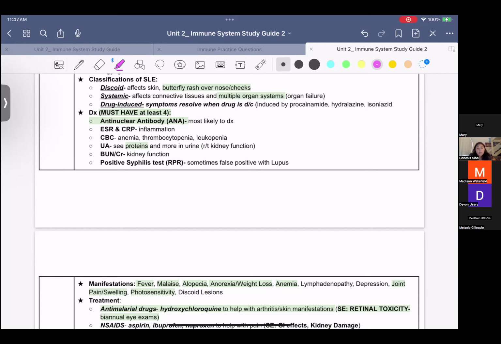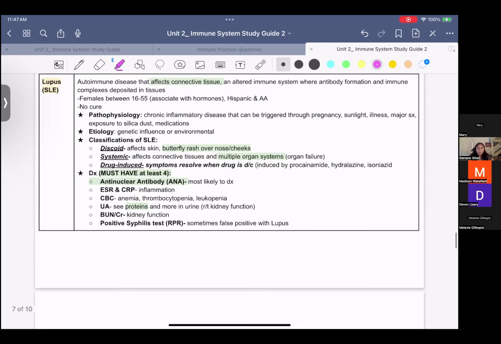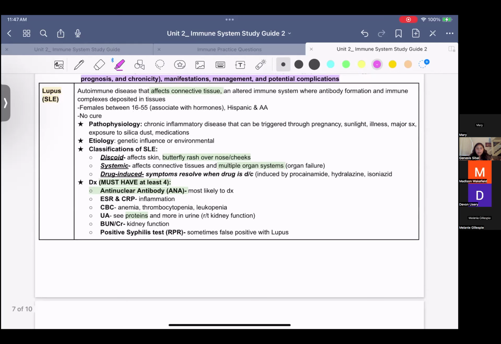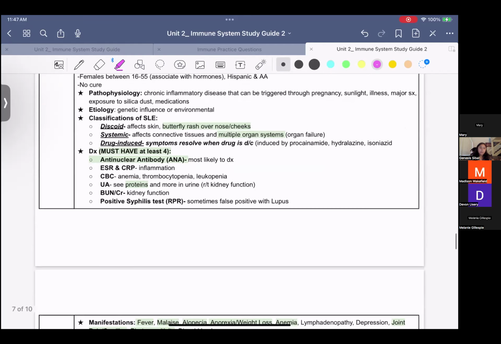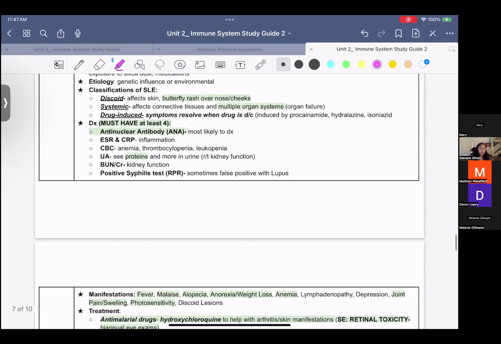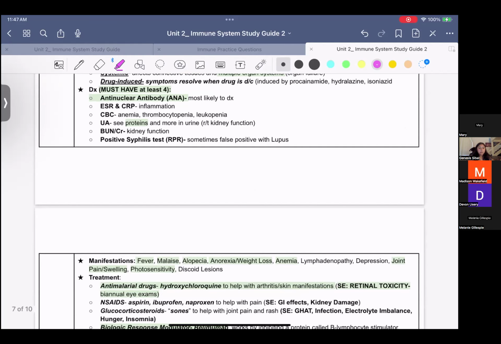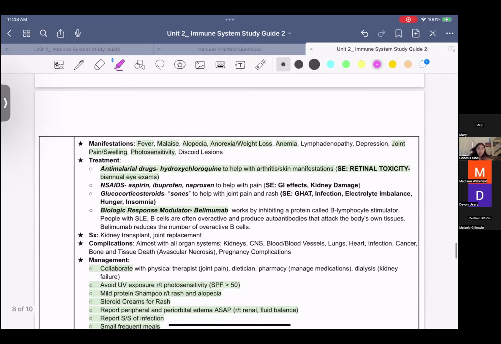On the CBC, anemia, thrombocytopenia, and leukopenia, all of them are low because again, you're having a decreased immune response. For urinalysis, you see protein and more in the urine, and that's related to kidney function, right? Because your kidneys aren't able to filter everything out, and the kidneys are usually the most affected organ in lupus, that's why you see the protein there. And then BUN and creatinine are affected because of the kidney function, and sometimes syphilis testing can give a false positive. She doesn't ask you about that, but just in case, just to know.